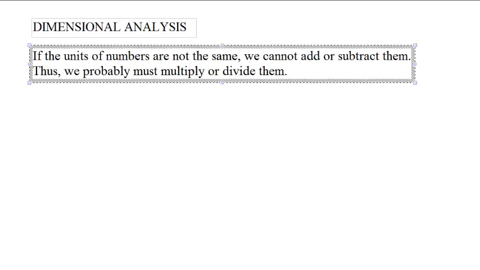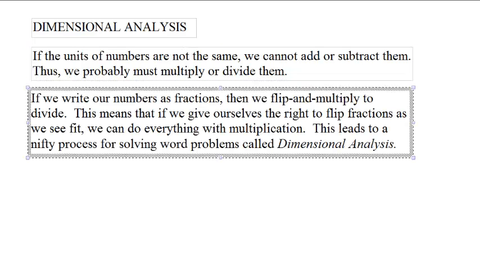Okay, we now are going to introduce a process called dimensional analysis. Let me explain. If the units of numbers are not the same, we cannot add or subtract them. Therefore, assuming that there isn't some sort of formula we must use, we are basically left with multiplying and dividing. We have four basic operations: adding, subtracting, multiplying, dividing. If adding and subtracting are out, there's only multiplying and dividing.